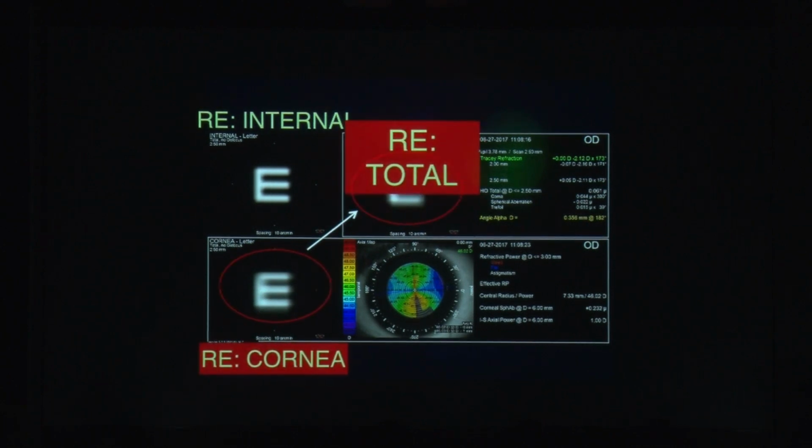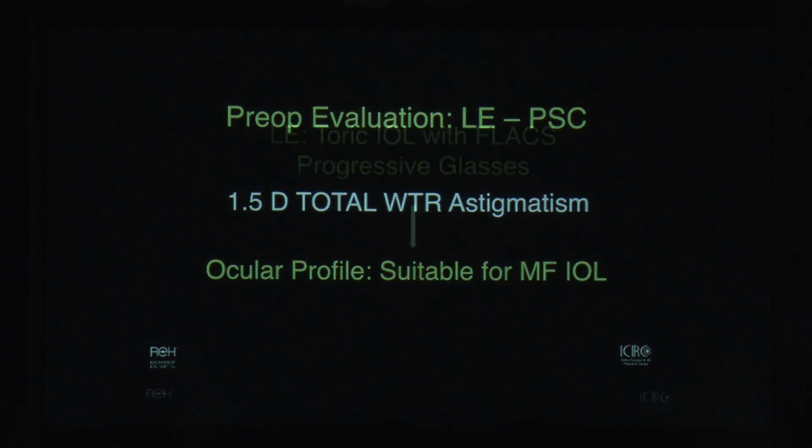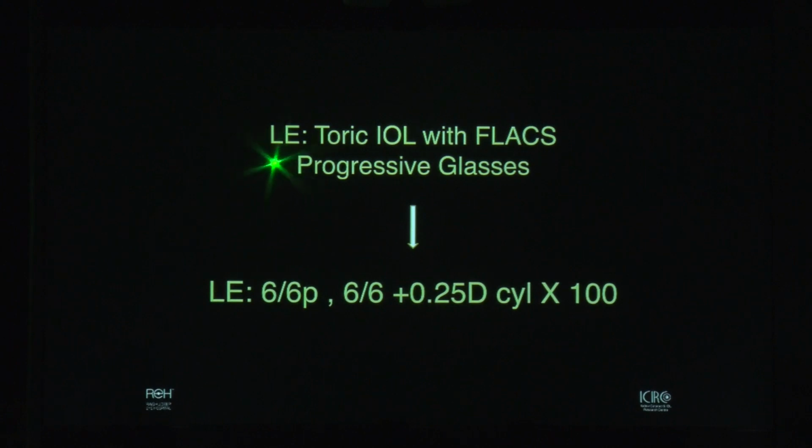So the good news is that you can correct it in the other eye. Now the other eye, which is the left eye, has 1.5 diopters of with-the-rule astigmatism, and otherwise the ocular profile is suitable. So we did cataract surgery with a toric IOL here, a monofocal, because like I said, the patient just didn't agree to get a multifocal even despite 2 or 3 counseling sessions.